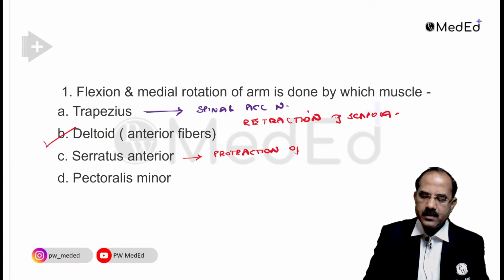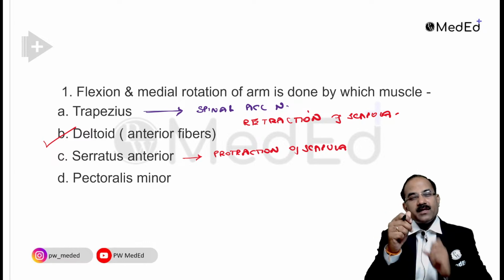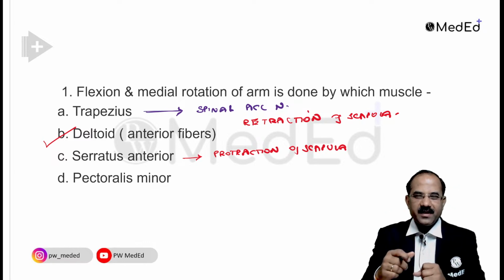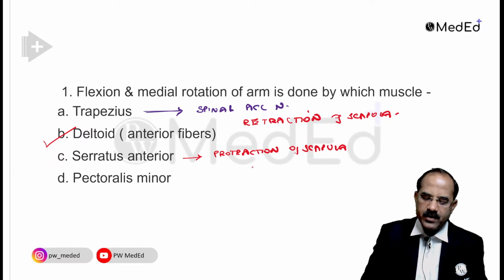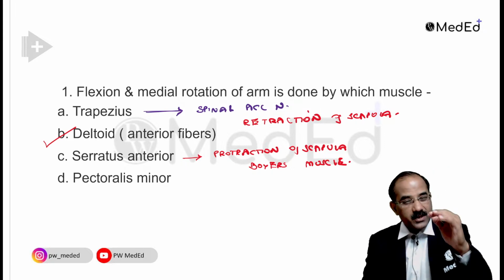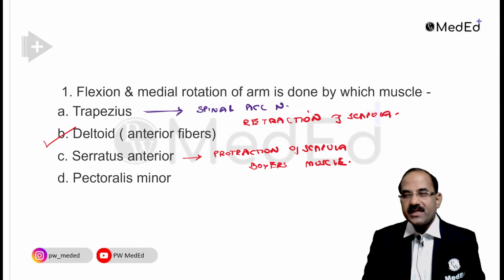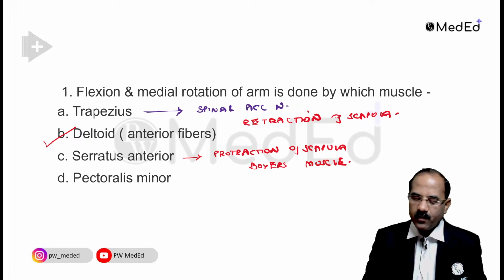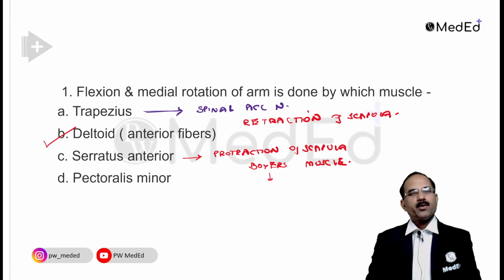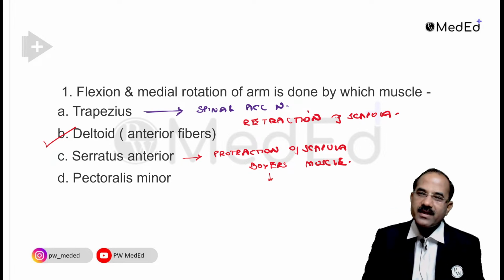Protraction of scapula. The scapula goes outwards, and this protraction is very commonly seen in whom? Boxers. So serratus anterior is also known as boxer's muscle. Okay? Serratus anterior is known as boxer's muscle. These are all MCQs, children. This is a very important MCQ. And paralysis of serratus anterior results in what? Winging of scapula. You know this. Paralysis of serratus anterior results in winging of scapula.